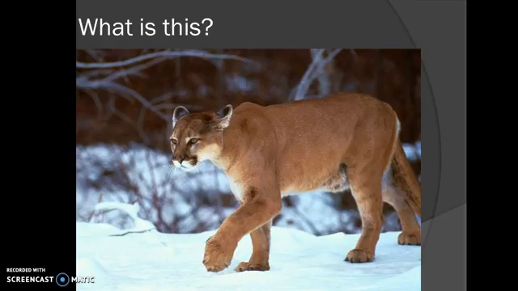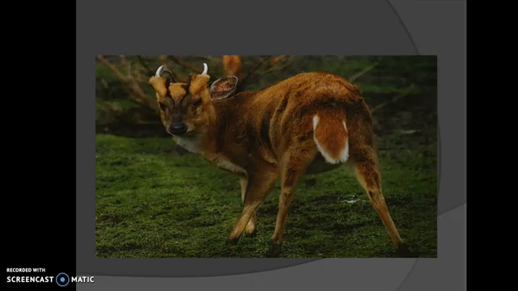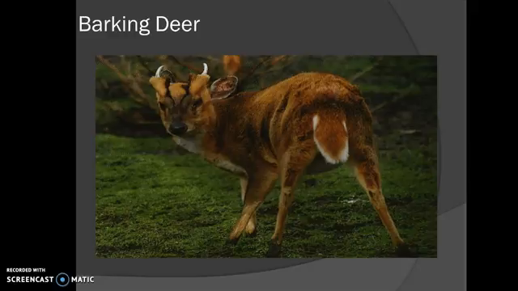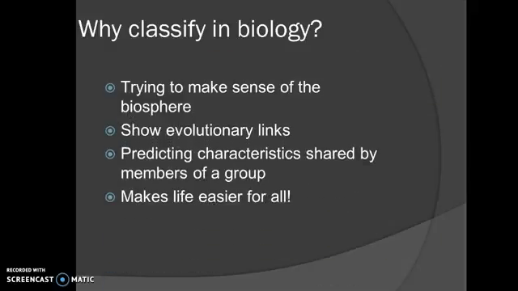So what is this? What was the slide I just showed you? It's a barking deer. Did you ever see that? So why classify in biology? It makes sense of the biosphere, shows evolutionary links, predicts characteristics shared by members of the group, and it just makes life easier overall. So that's why we are classifying, my friends.